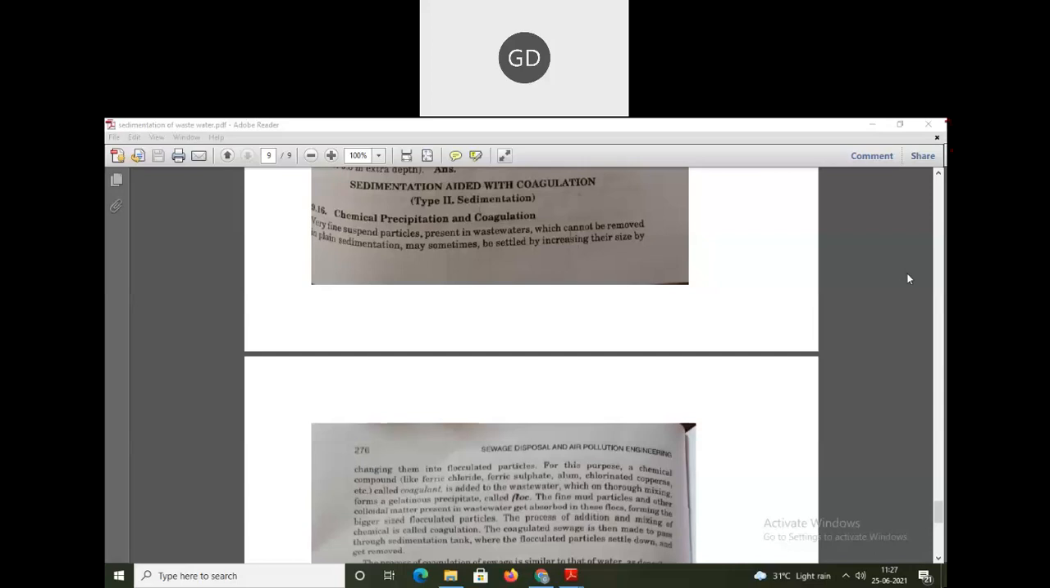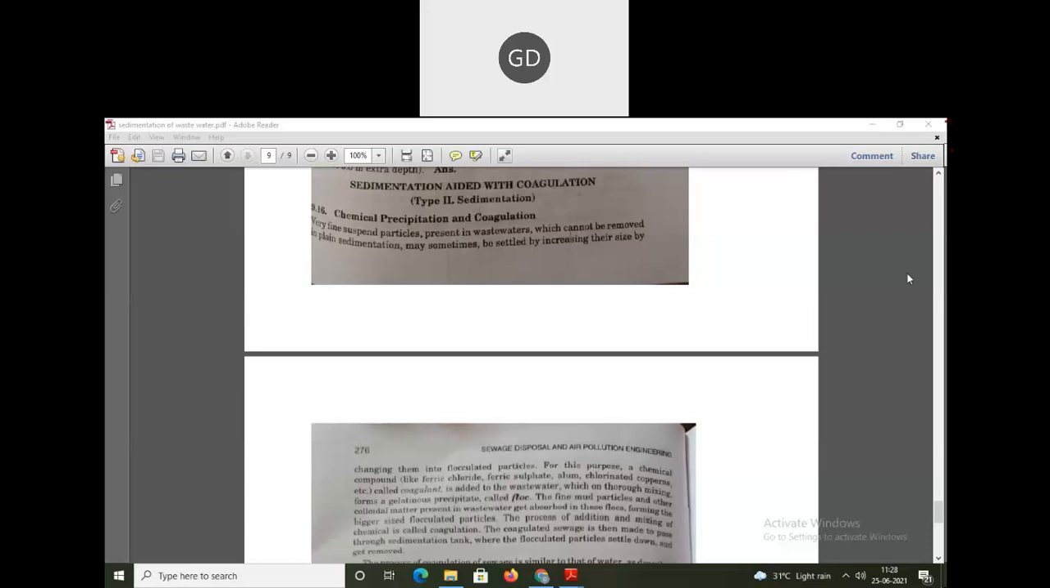But in the sewage or wastewater, there remain some particles which are very, very fine, that cannot be removed by the process of sedimentation. Similarly, what we have done in our raw water part is a treatment known as coagulation, that is sedimentation aided with coagulation, which is also known as type 2 settling, or type 2 sedimentation. So what is this coagulation? If you remember, these very fine suspended particles cannot be removed by plain sedimentation. Not all, but you can remove some of these fine suspended particles by simply increasing their size.